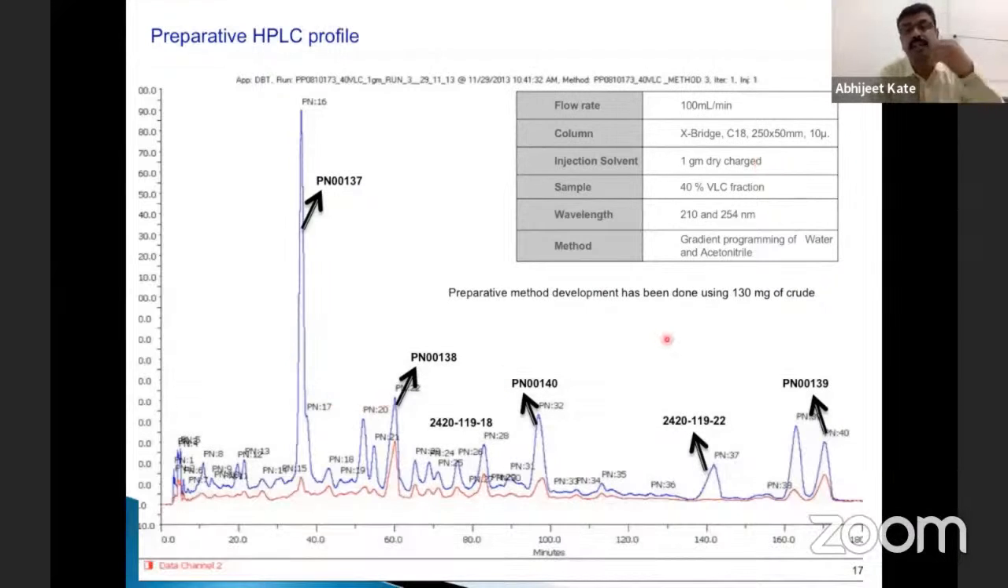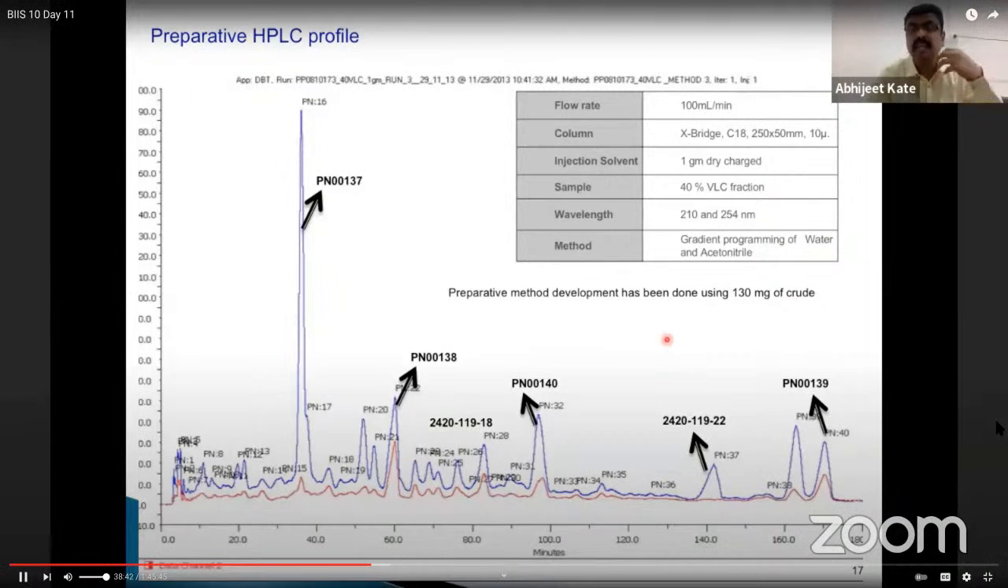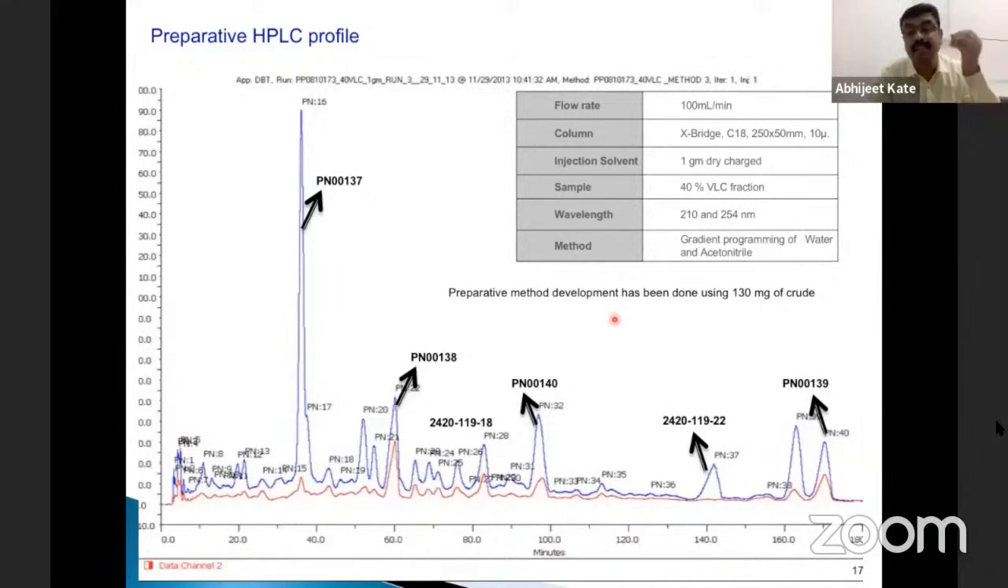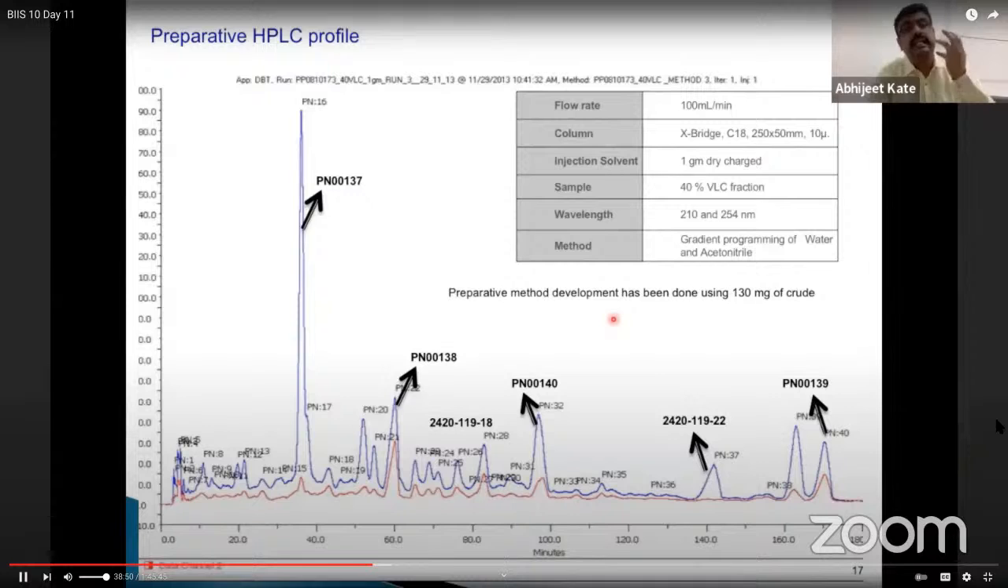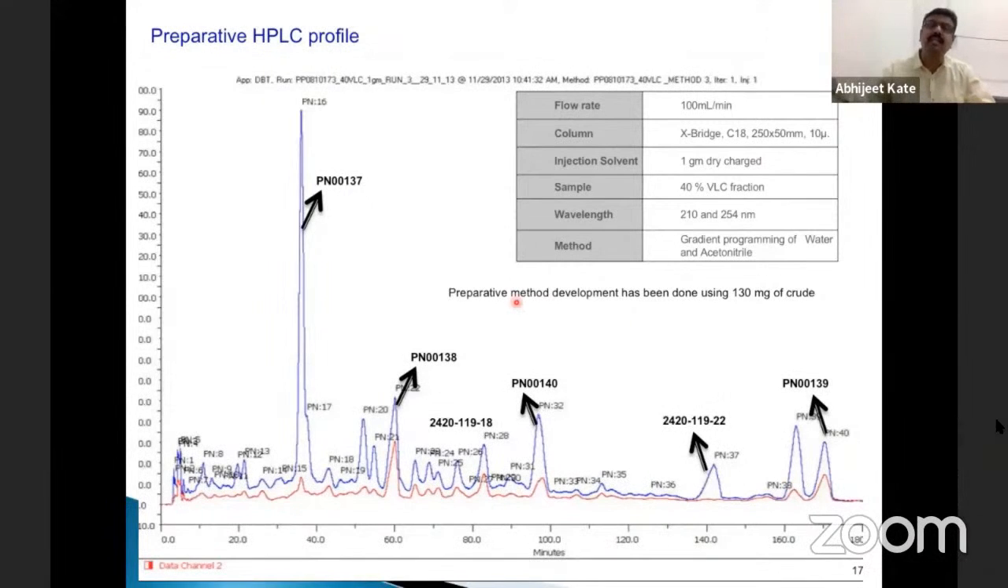Because when you inject 100 ppm, that is 100 microgram per ml, and if you are injecting, let's say, a maximum of 100 microliter, you are injecting only 10 microgram per injection. If you collect the compound, you will get only that microgram. So you need to inject more quantity so that you can get a good amount after purification. The same thing here: we used to inject 1 gram of compound after enrichment.